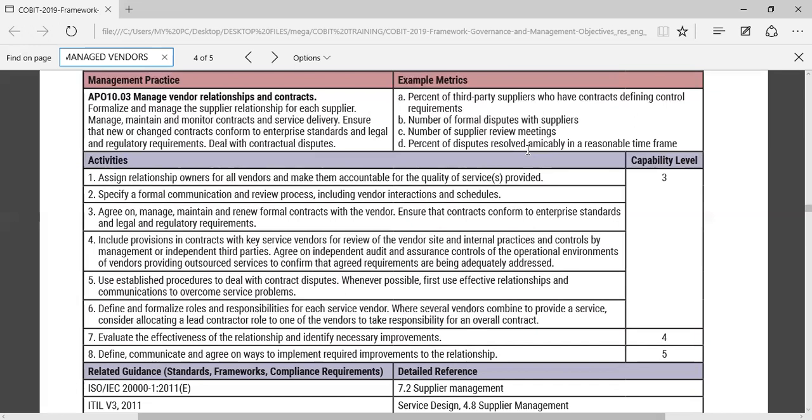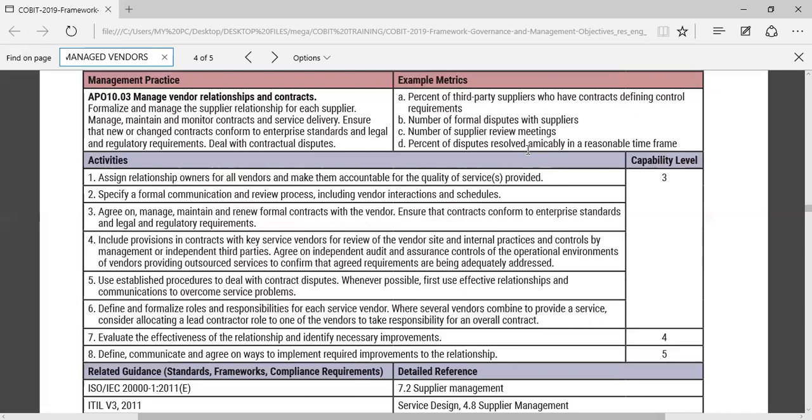Number 3, agree on, manage, maintain, and renew formal contracts with the vendor. Ensure that contracts conform to enterprise standards and legal and regulatory requirements. So once you sign the contracts, they must be managed. The contract must be maintained. And if we are at the end of the contract, of course we have to renew the contract if we are satisfied and we want to keep the relationship going. And we must do all this within the framework of the laws and regulations.